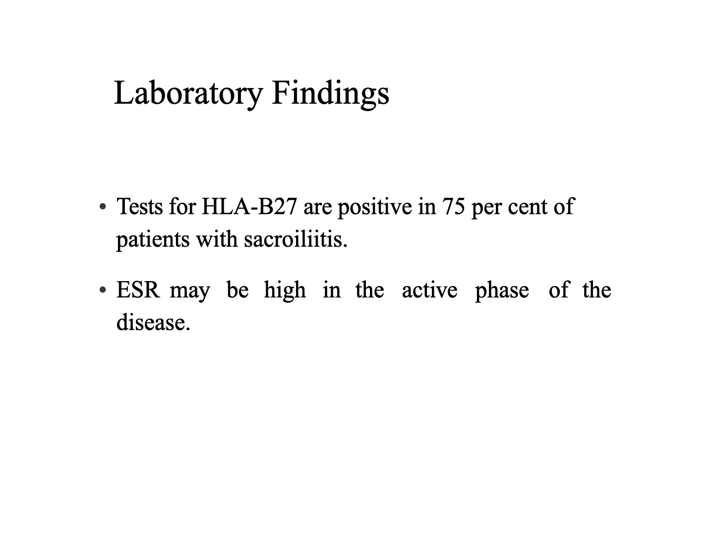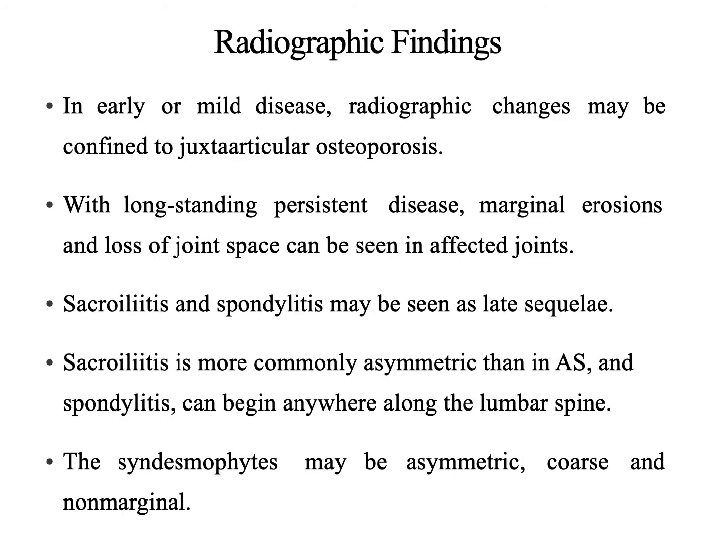Laboratory findings include: tests for HLA-B27 are positive in 75% of the patients with sacroiliitis. ESR may be high in the active phase of the disease. Radiographic findings include: in early or mild disease, radiographic changes may be confined to juxta-articular osteoporosis. With long-standing persistent disease, marginal erosions and loss of joint space can be seen in affected joints. Sacroiliitis and spondylitis may be seen as a late sequelae. Sacroiliitis is more commonly asymmetric than in ankylosing spondylitis and can begin anywhere along the lumbar spine. The syndesmophytes may be asymmetric, coarse and non-marginal.